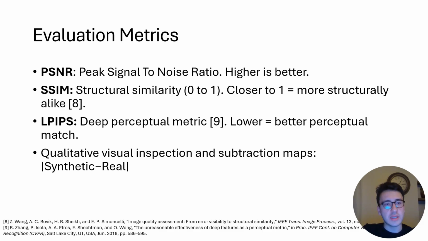And we then have qualitative visual inspection, which means we subtract synthetic and real images and take the absolute value. And as you'll see, these will be quite important when we go to the results section.